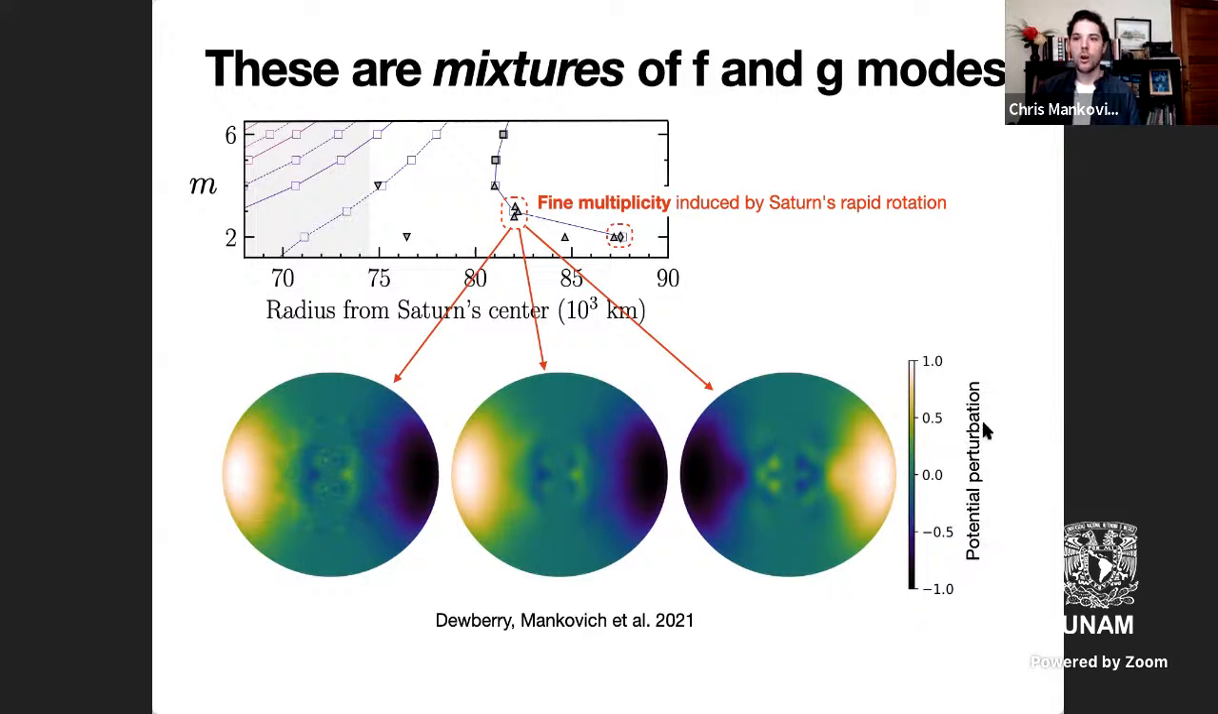They have these strong gravitational perturbations near the surface in these azimuthal, in these meridional slices. And so, for instance, this n equals 3 triplet of very closely spaced detections can probably be explained just by appealing to mixed modes induced by Saturn's rapid rotation. And the rotation really helps these modes mix together in a way that would not be possible at all on a non-rotating planet.